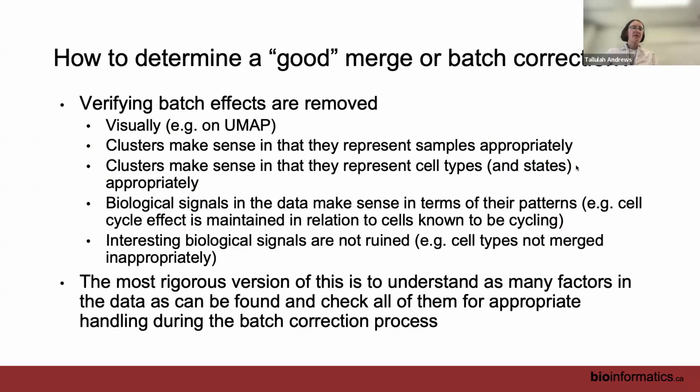So how do we determine we've done a good merge or batch effect correction? How can we verify our batch effects are removed? One is to just look at the UMAP. This is the most popular way, but it can also be the hardest way to really judge, because often your cells will be stacked on top of each other. So it can be hard to see exactly how much contribution you get from each of your different batches to each of your clusters.